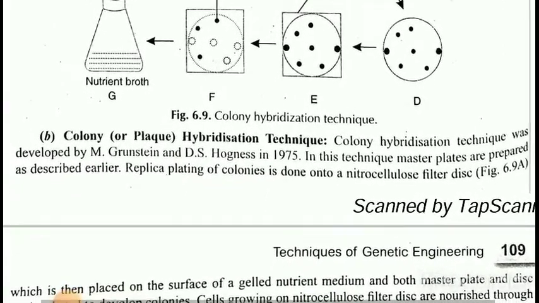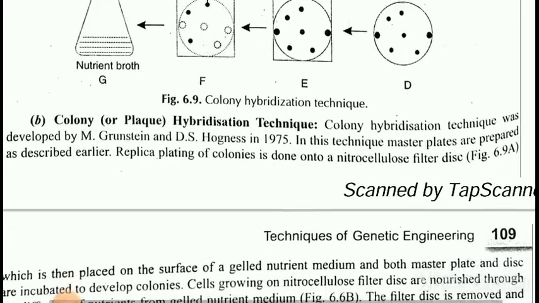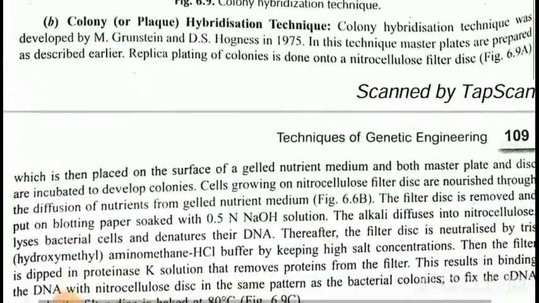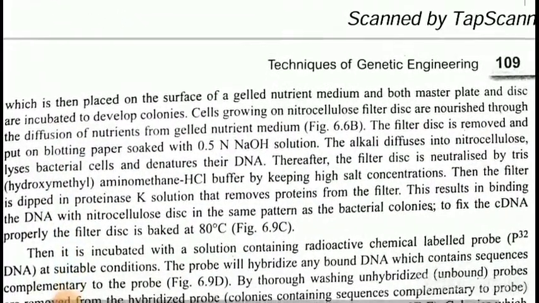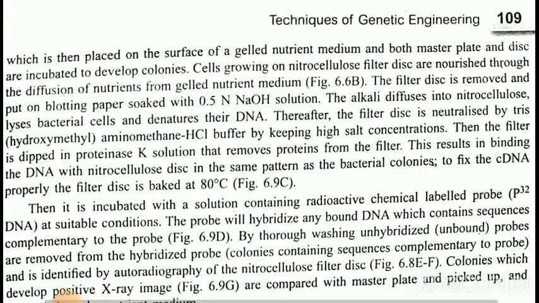The colony hybridization technique was developed by M. Grunstein and D. S. Hogness in 1975. In this technique, master plates are prepared as described earlier. Replica plating of colonies is done onto a nitrocellulose filter disc, Fig. 6.9a, which is then placed on the surface of a gelled nutrient medium, and both master plate and disc are incubated to develop colonies. Cells growing on the nitrocellulose filter disc are nourished through the diffusion of nutrients from the gelled nutrient medium. Figure 6.9b. The filter disc is removed and put on blotting paper soaked with 0.5 N NaOH solution.